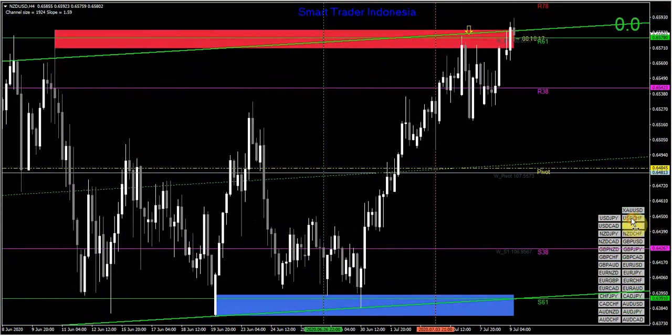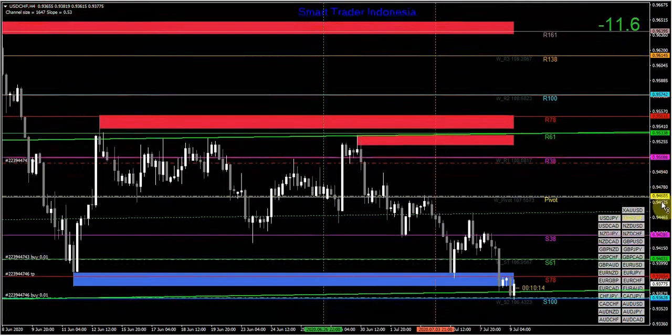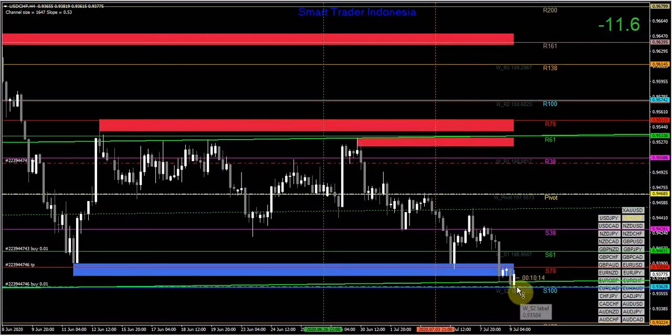Yeah, guys, look at this one. You see, I entered here. Now the market is going where? Here to S70, 78. I'm already in here. You see negative 12 pips. Look here, my TP will be at S78.